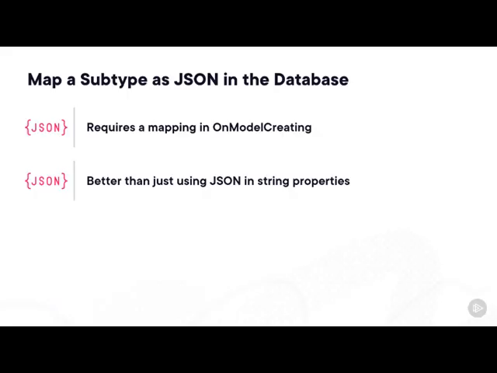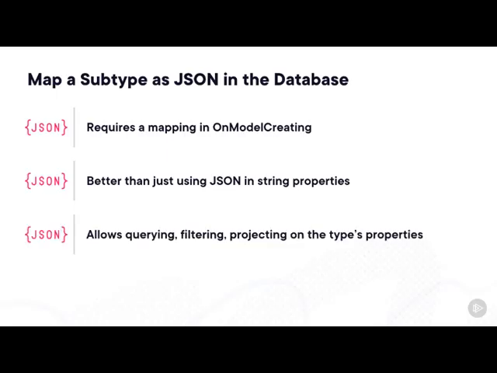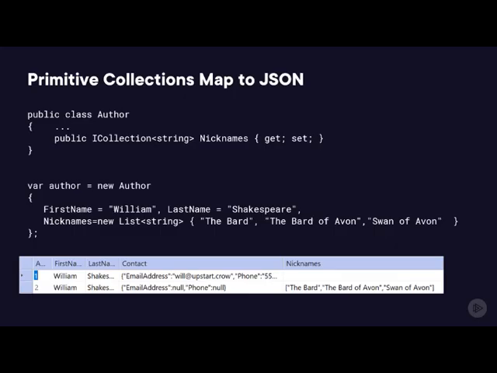The benefits of this mapping over just using a string property with JSON in it is that it lets you express queries that involve the properties of the type that's being used, and you can also do updates to individual properties. Another benefit to the support is that it allows EF Core to finally be able to persist collections of primitive types. And by primitive types, I mean scalars that EF Core already knows how to map to a database type, like strings and ints and DateOnlys, etc. There was no way to do this prior to the JSON support.